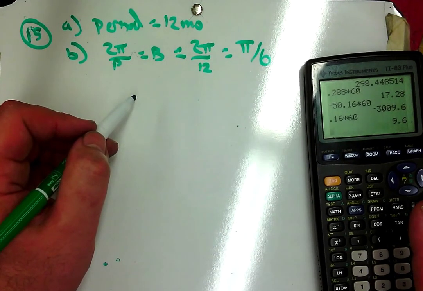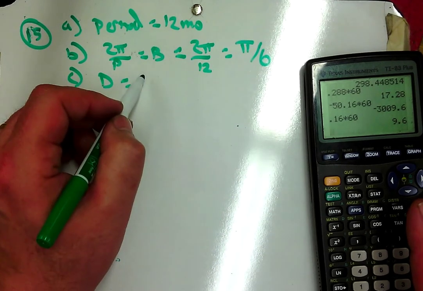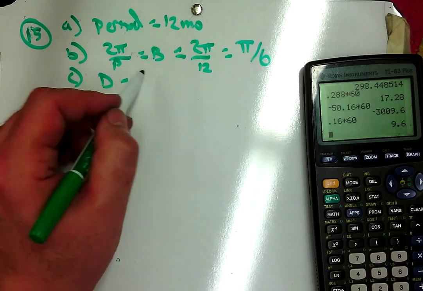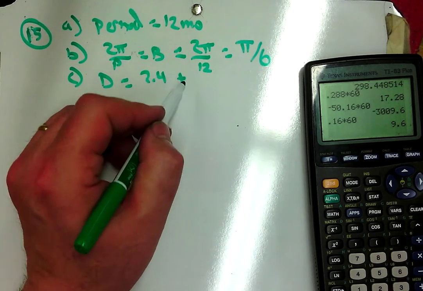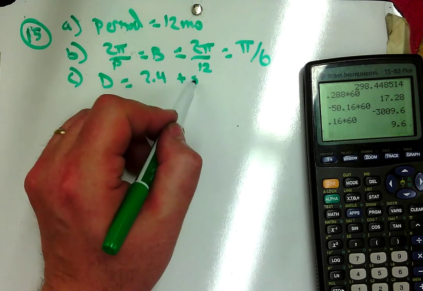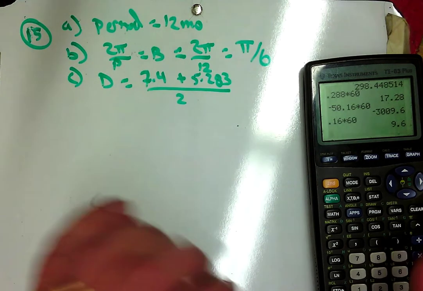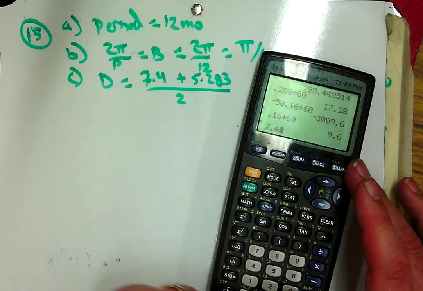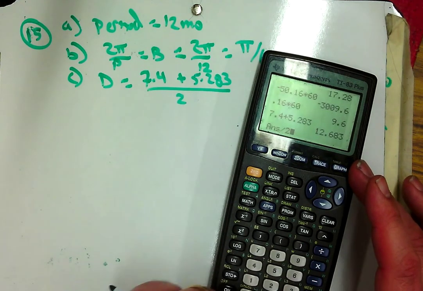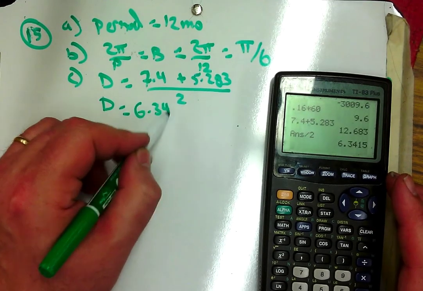Sinusoidal axis. Well, sinusoidal axis is usually the average of our high and low y values. It looks like my high y value is 7.4 and my low y value is 5.283. So 7.4 plus 5.283 divided by 2, I get the d value should be 6.3415.